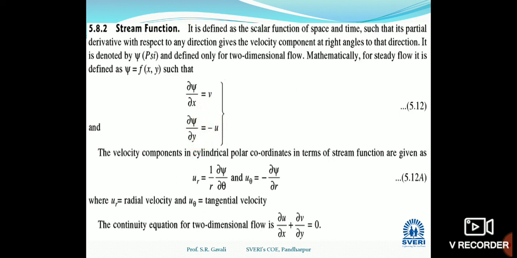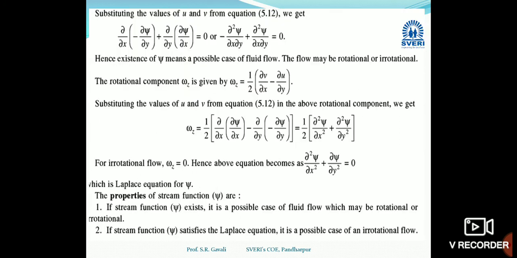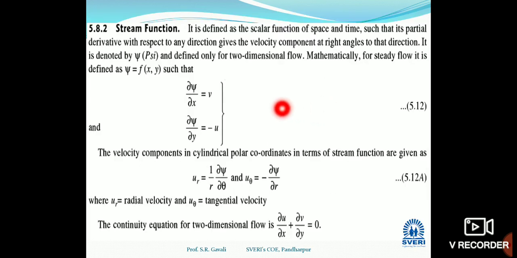So dou psi by dou x is equal to minus v, and the minus and plus signs differ according to the streamline convention we are taking. In Bansal's book they have taken dou psi by dou y is equal to minus u, and dou psi by dou x is equal to v. So the stream function is a scalar function of space and time such that the partial derivative with respect to any direction gives the velocity component at right angle to that direction. For example, to get v we differentiate psi with respect to x, and to get u we differentiate psi with respect to y.